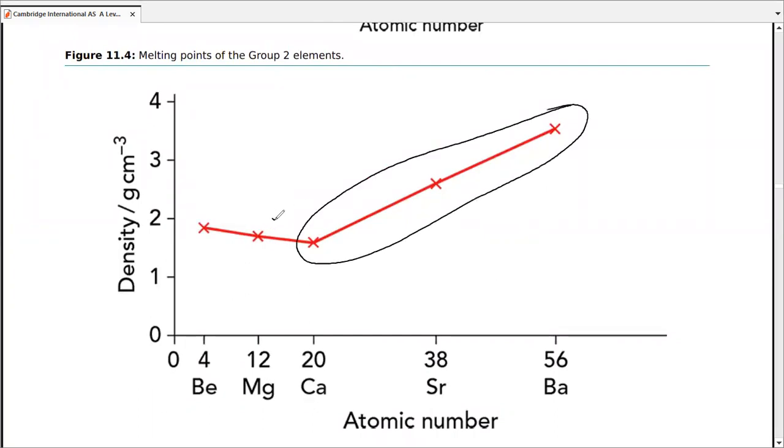Again, density is supposed to increase from top to bottom in a group for the whole periodic table, but group one and group two are actually an exception to it. Group one has been discussed in good detail back in IGCSE or O levels. This is the point where we discuss group two as well.